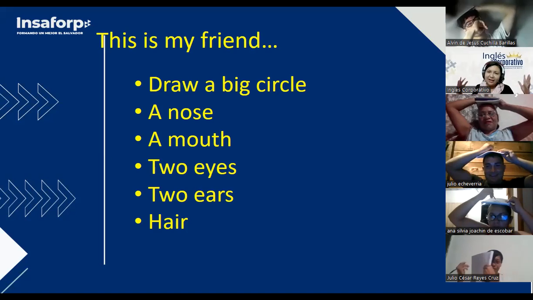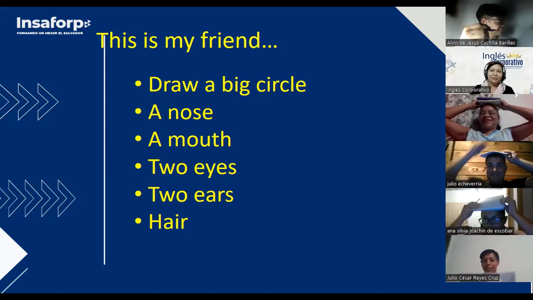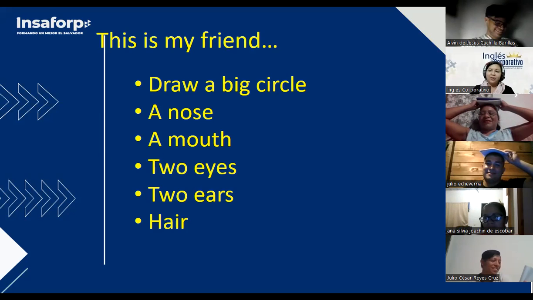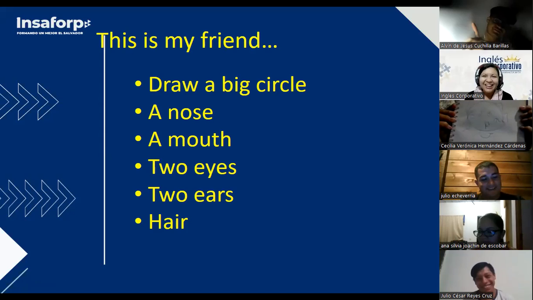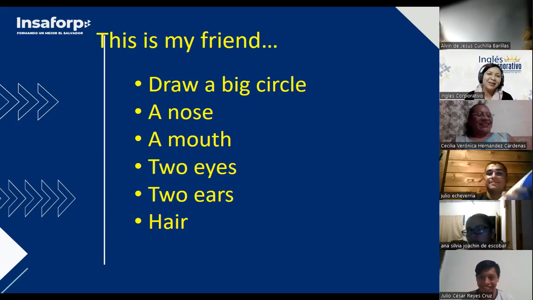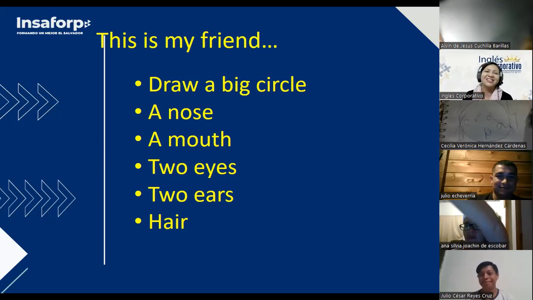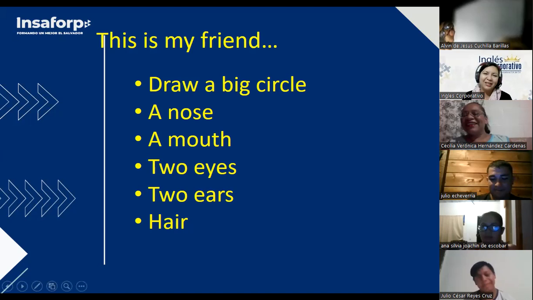Okay, that's all. Did you finish? Now you can show. At the count of three, we are going to show the drawing. 1, 2, 3. I want to see the Picassos. Very good, Christopher Alejandro, Alvin, and Cecilia. Okay, Cecilia, what is that? Okay, thank you so much for doing the activity.